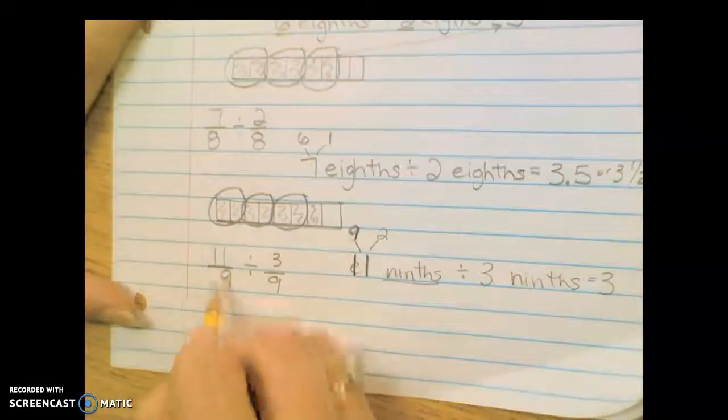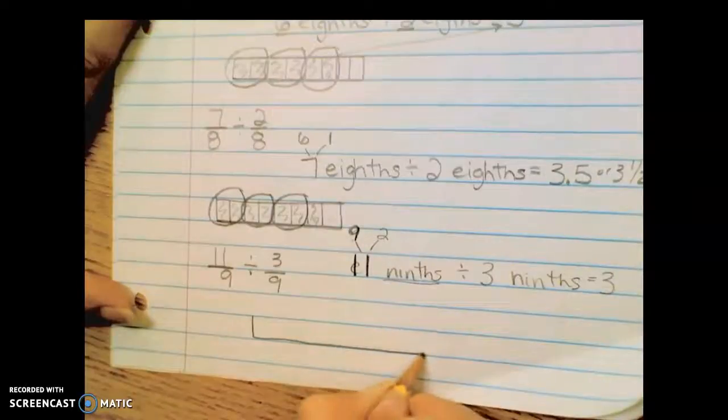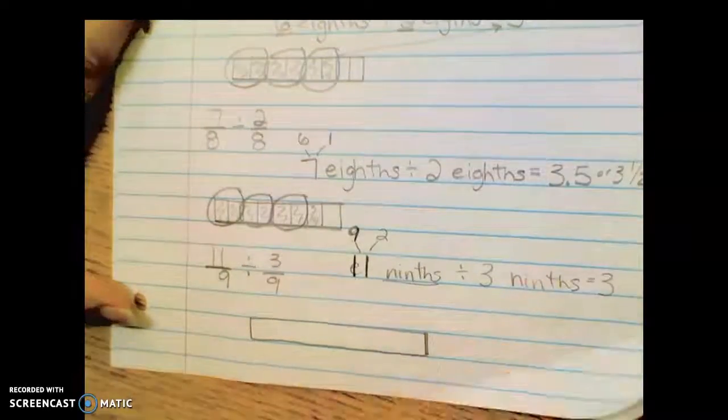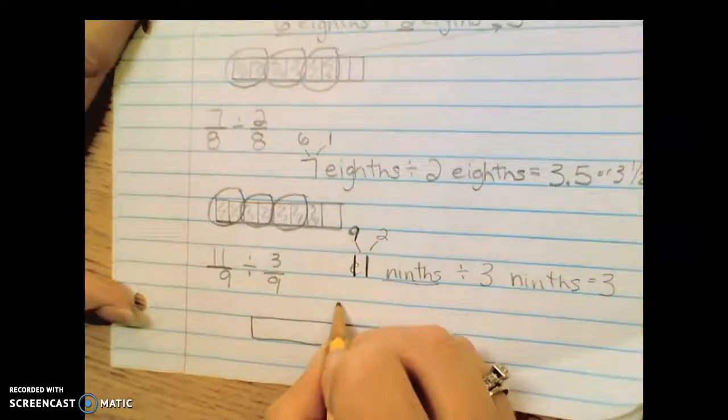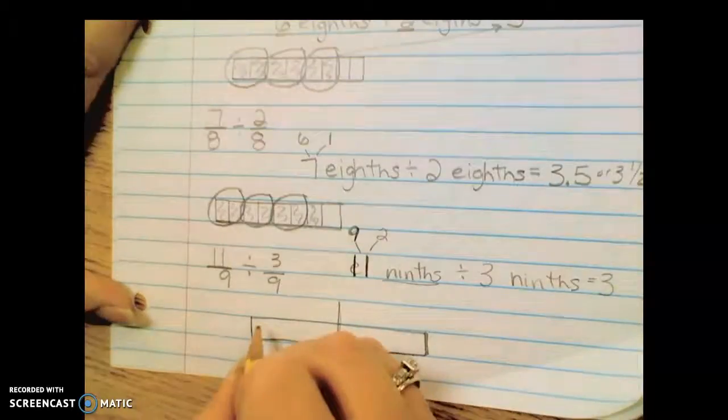So I need 11 ninths. I see that that's an improper fraction, so I know that I'm going to have more than a whole. So I kind of draw like this. Then I kind of like to split it like, okay, here's one whole, here's another whole. So I need these to be ninths.